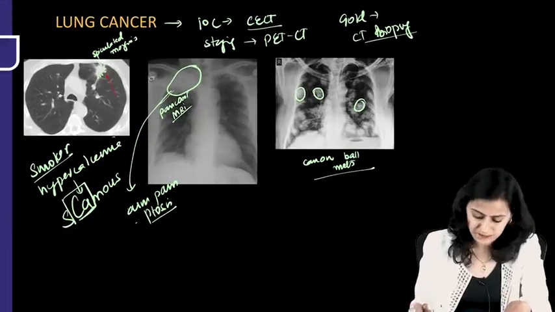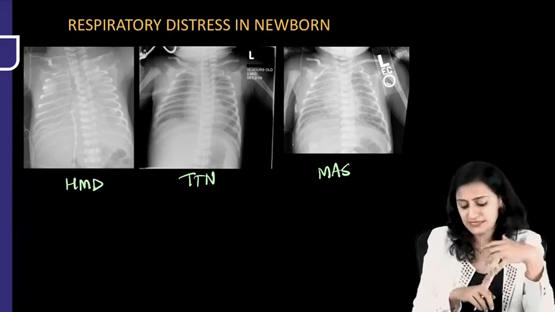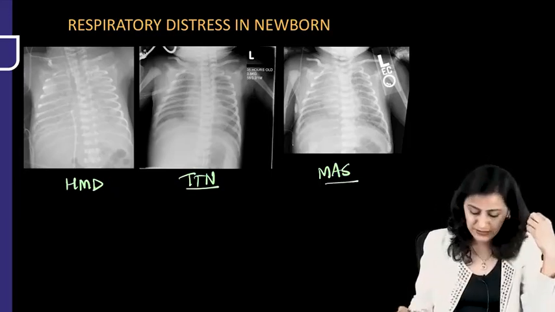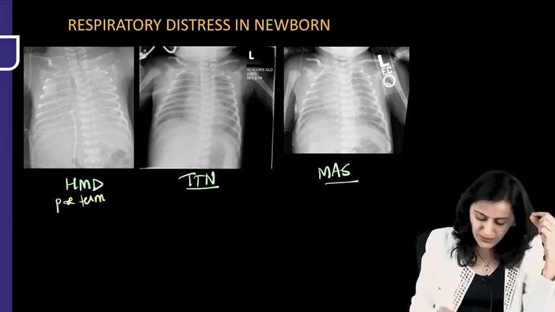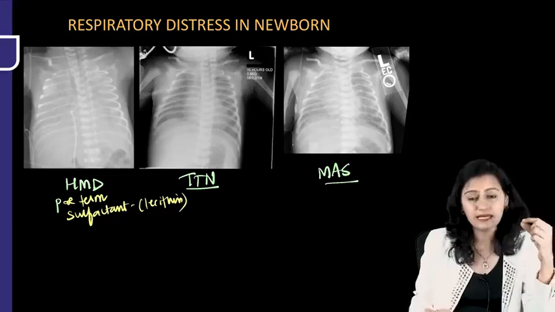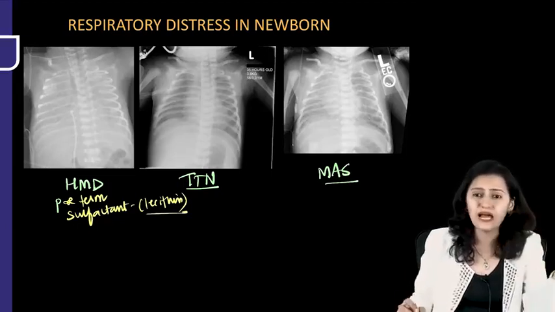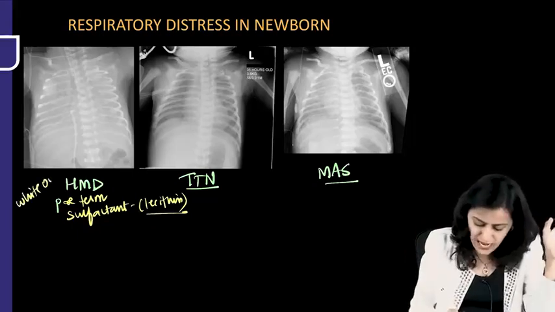Now, going to respiratory distress in newborn, how do you differentiate hyaline membrane disease from transient tachypnea of newborn and meconium aspiration syndrome? Hyaline membrane disease would be a preterm born baby where the surfactant is insufficient. Remember, surfactant has lecithin, right? Recent question again. Because of the decreased surfactant, there is lung collapse. The lungs do not inflate.